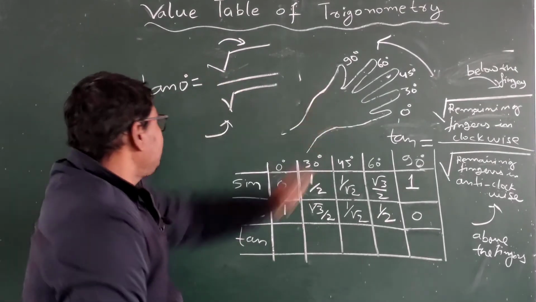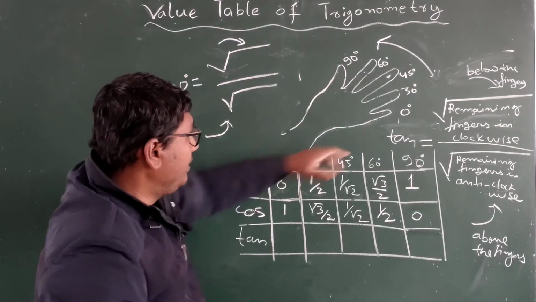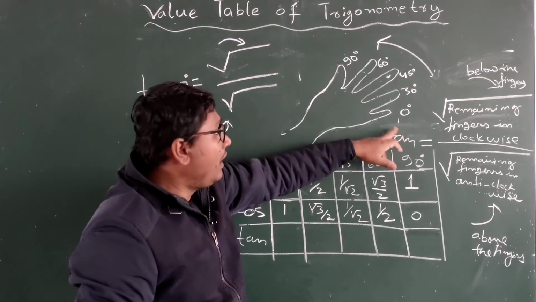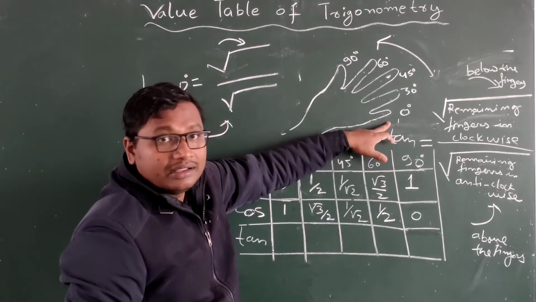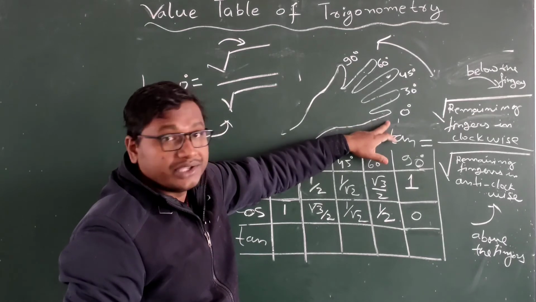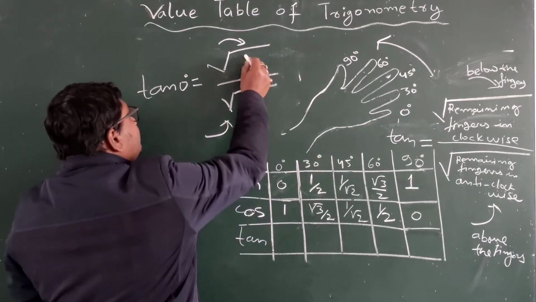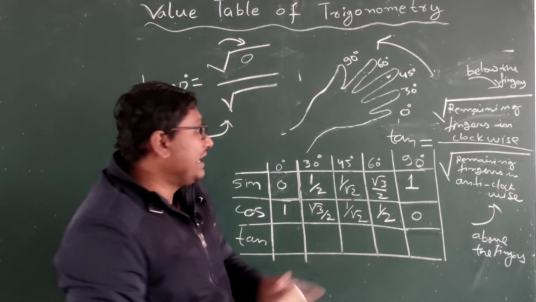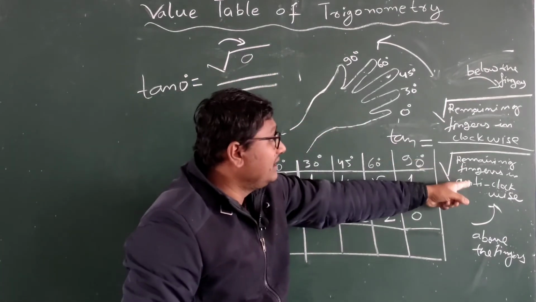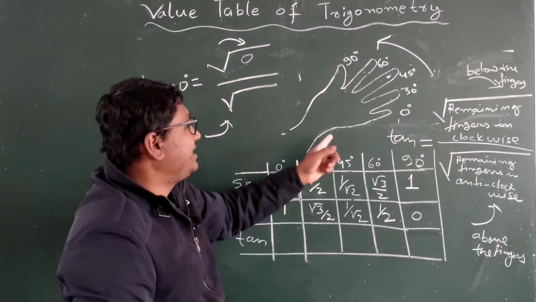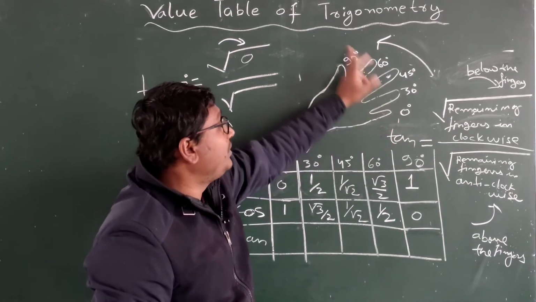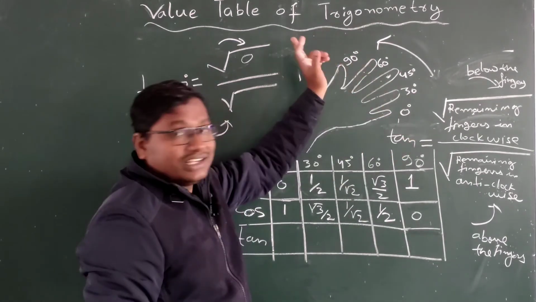Now you see tan 0 degree. For 0 degree, how many fingers will be left below these fingers? Below this finger, there is no finger. So write here 0. Again, the formula is in anti-clockwise direction. In this direction now. First of all, we have taken from this direction, now in this direction.